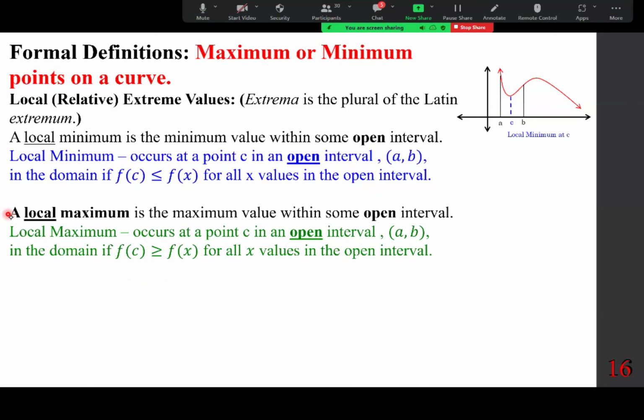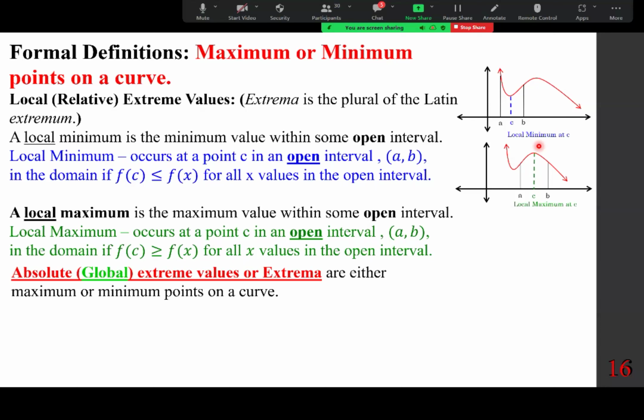Go ahead, please. A local maximum is the maximum value within some open interval. A local maximum occurs at a point c in an open interval (a, b) in the domain if f of c is greater than or equal to f of x for all x values in the open interval. Excellent. So, local min, local max, local min, local max. Go ahead, please. Absolute, global, extreme values, or extrema, are either maximum or minimum points on a curve.